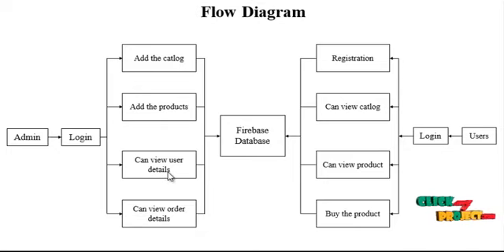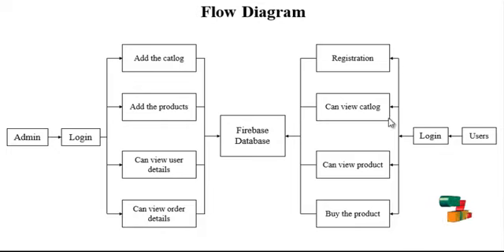Then you view the user details. All the users who register in our app, their details are shown on this page in the admin. And the last one is order details. In case any user orders a product, you view it in the order details.